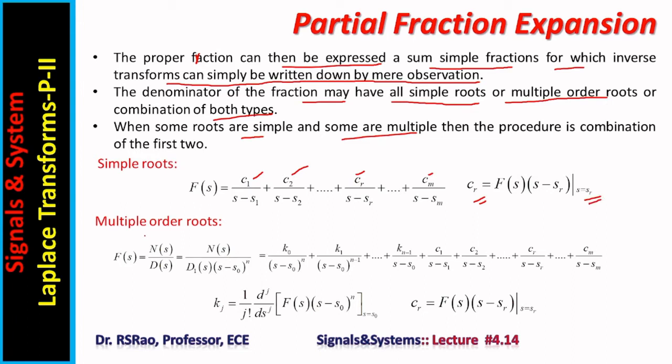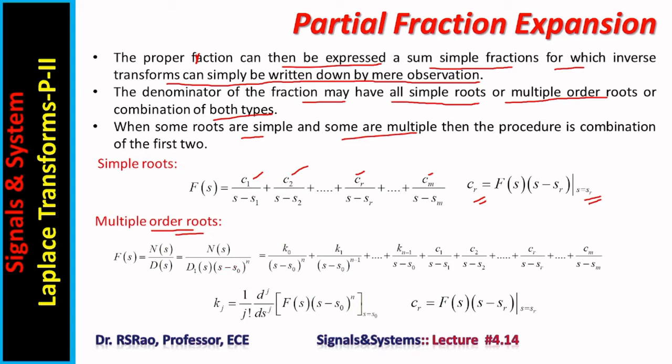When the proper fraction consists of multiple order roots, then how to expand? Let F of s is equal to N of s by D of s equal to N of s by D1 of s into s minus s naught power n.